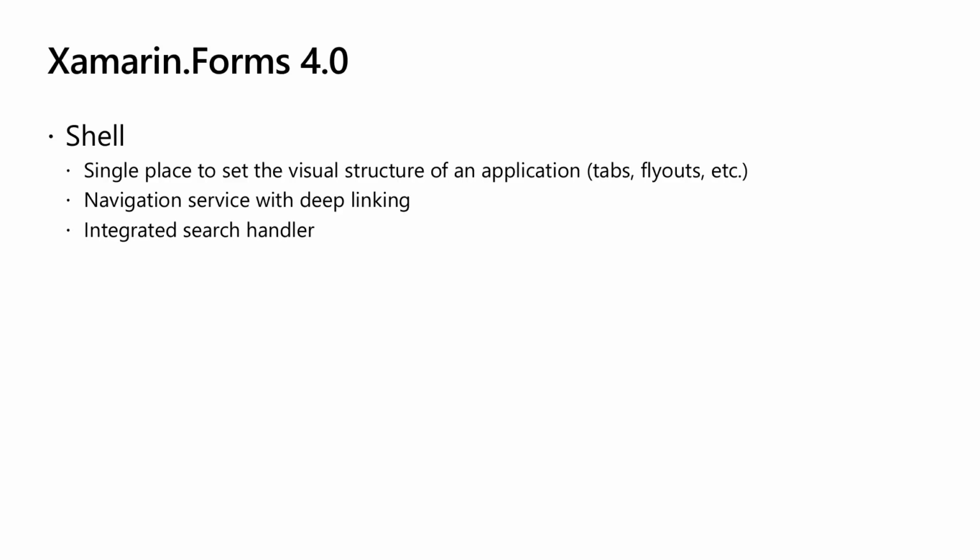And Shell lets you set all of your tabs, your flyouts, bottom tabs, top tabs, all that great stuff in a single file. No weird customizations, no funky stuff that happens in Android that doesn't happen in iOS. It's one UI across both platforms. It also helps with the navigation service. So all the navigation is URI-based, makes it really easy to go from page to page and then go back when your user hits the back button or saves. And there's also integrated search handler, and that's very helpful if you are doing a very data-heavy app.